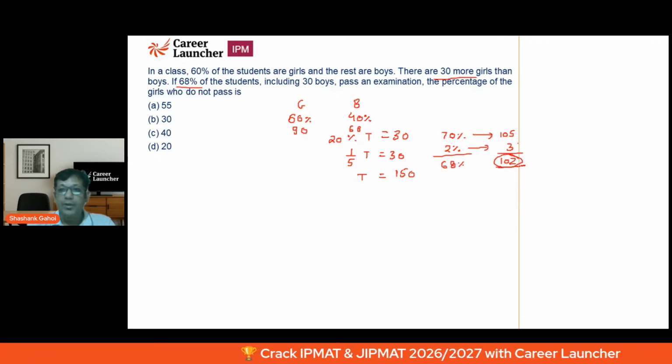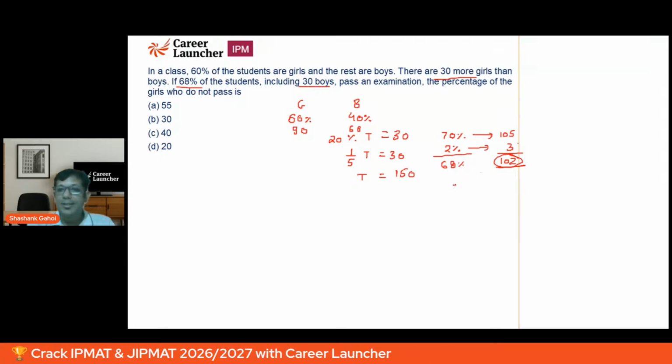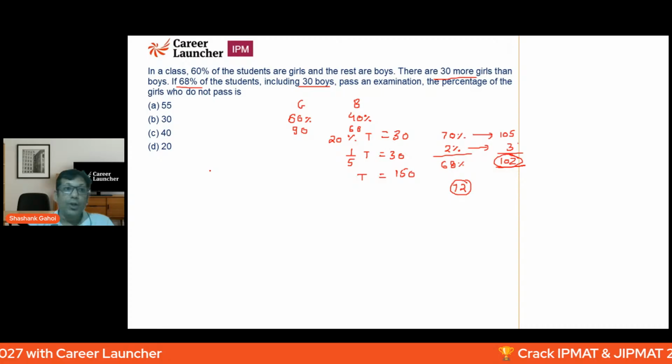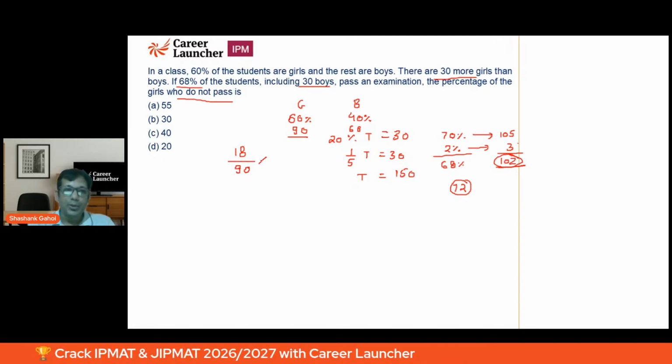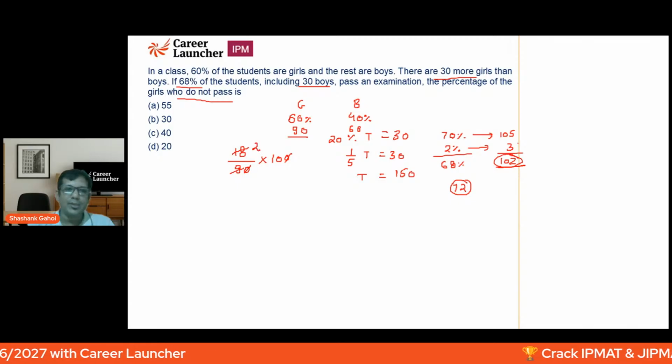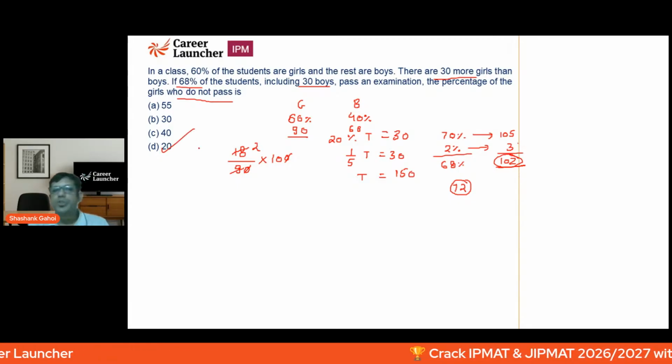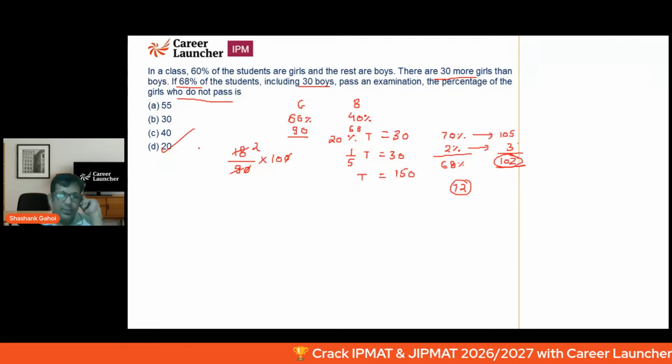And out of 102, there are 30 boys. So how many girls are clearing the exam? That is 72. Now, what percent of the girls do not pass? So 18 girls are not clearing the exam out of how many? Out of 90, times 100. So what percent are we actually talking about? That's going to be 20%. So the answer to this question is going to be option D, that is 20%.